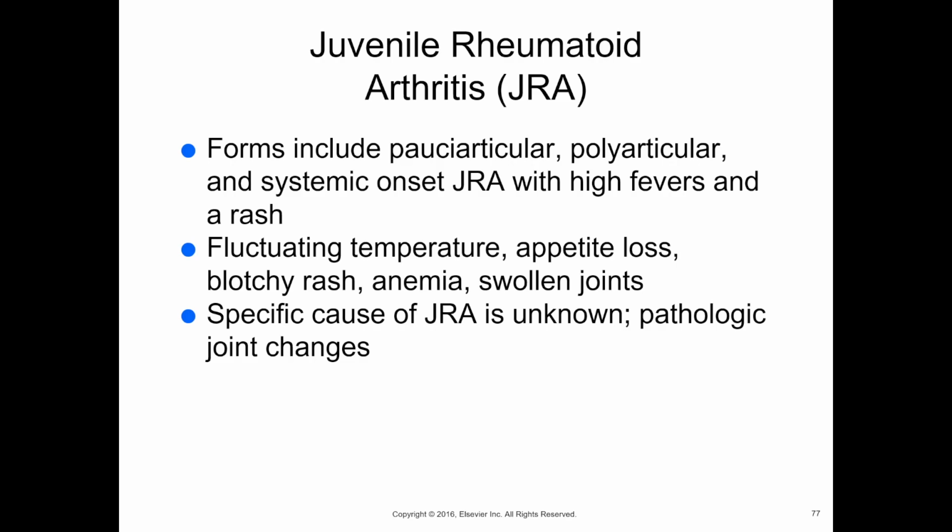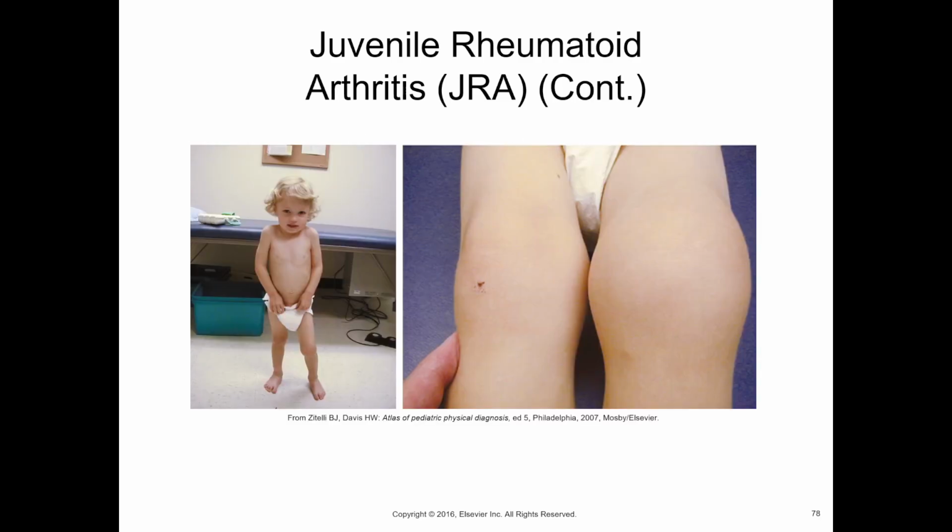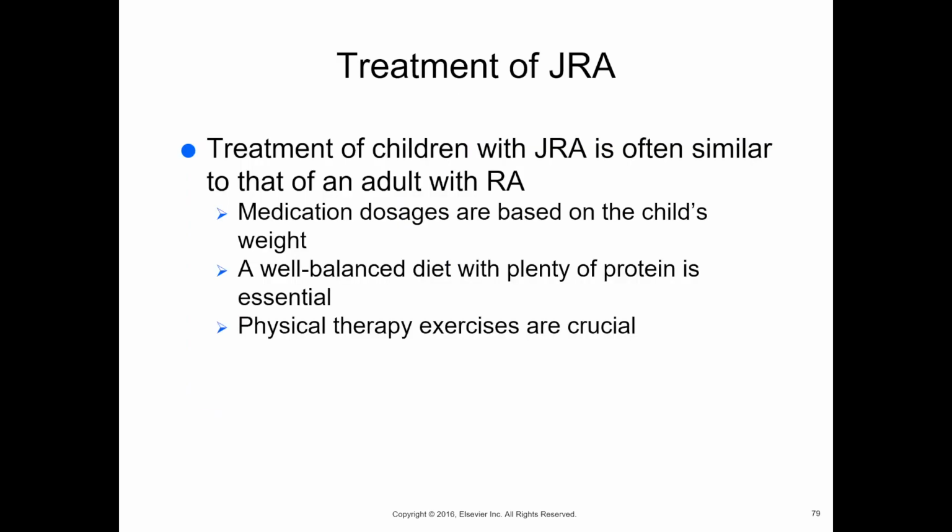So next we have juvenile rheumatoid arthritis, or JRA. This is going to affect children under the age of 16. Most commonly, though, the onset's between ages of 2 and 5. And it's polyarticular and systemic. Come with fevers, you get rashes, and we don't know what causes it, but we do know that there are pathological joint changes. So you can see here, this is a young child's knee. This is not normal. It can be incredibly painful.